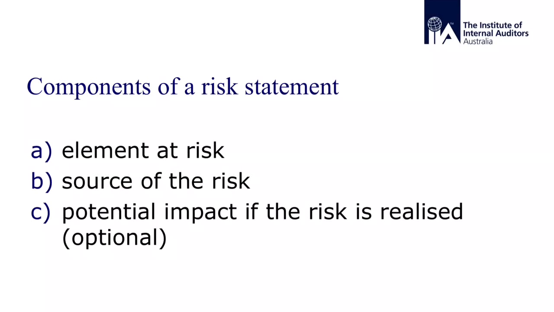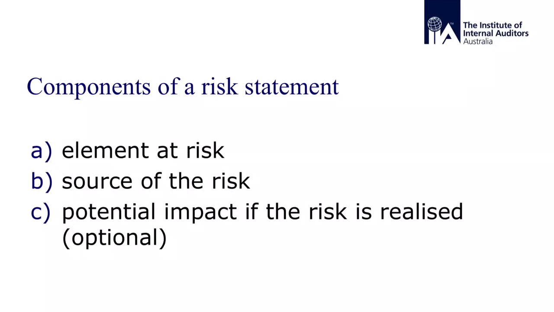A risk statement should include A, the element at risk, B, the source of the risk, and C, the potential impact if the risk is realised. Now, some organisations separate the potential impact or impacts to make it easier to prepare a concise statement. I agree with that approach.